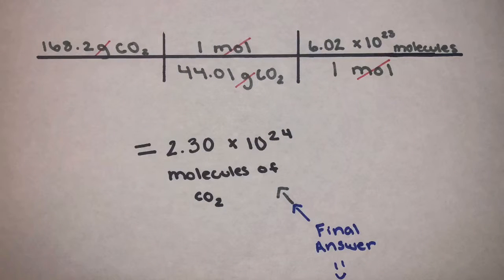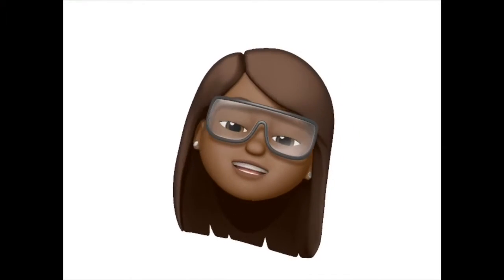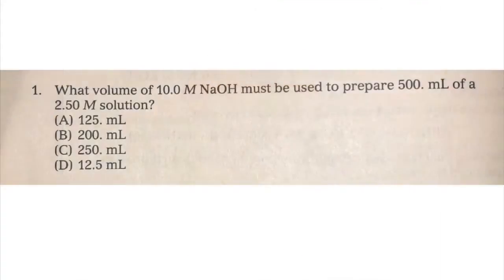Now what's our final answer? You can't do that in your head, silly. Grab a calculator. Our final answer is 2.30 times 10 to the 23rd molecules of carbon dioxide. Congratulations, you made it to the end. We almost finished, y'all, I swear.